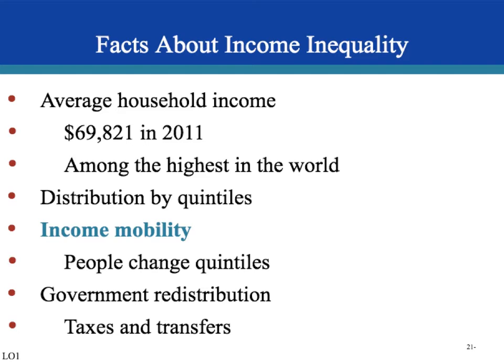What does help reduce income inequality is government redistribution. Taxes and transfer payments help transfer income from the highest 20%, the fourth 20%, for example, to the lowest 20% of households.